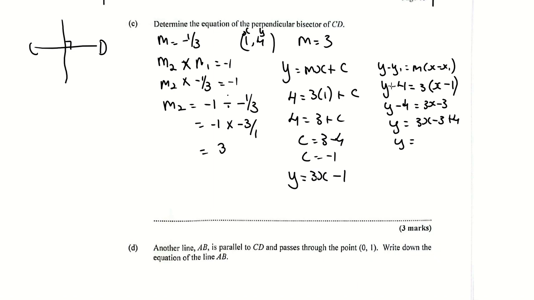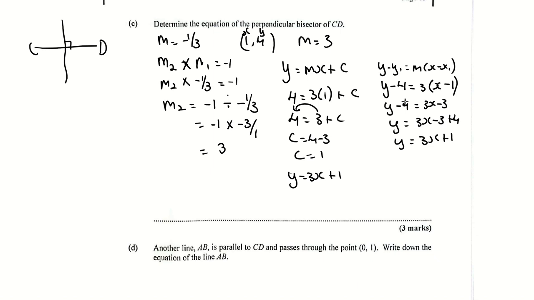Hold on. I made a mistake, guys. In this part here, I carried across 4. You're not supposed to carry across 4, you're supposed to carry across 3. So this would have been, you carry across 3 over the side. So c would have been 4 minus 3. So c = positive 1. So I would have got y = 3x + 1. And that's how you would get the same answer here. 3x minus 3 plus 4 is plus 1. And that would be my answer for this question.